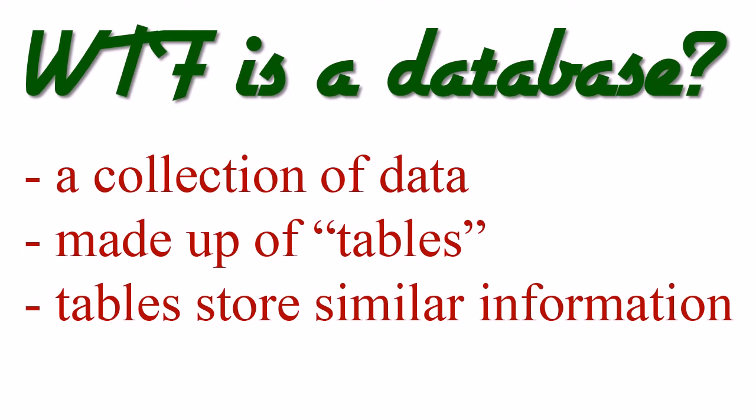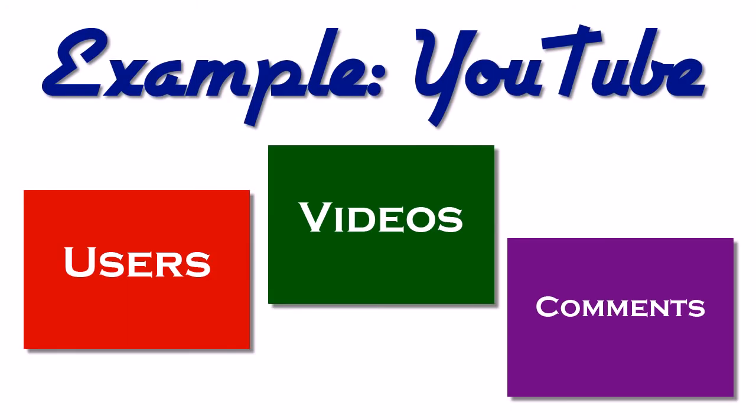It's actually made up of something called tables. Each table is going to store similar information. Sounds pretty confusing? Well, let's take a look at a quick example. Say you were making the website YouTube. YouTube stores a bunch of information like usernames, passwords, links to videos, people's comments, favorites.